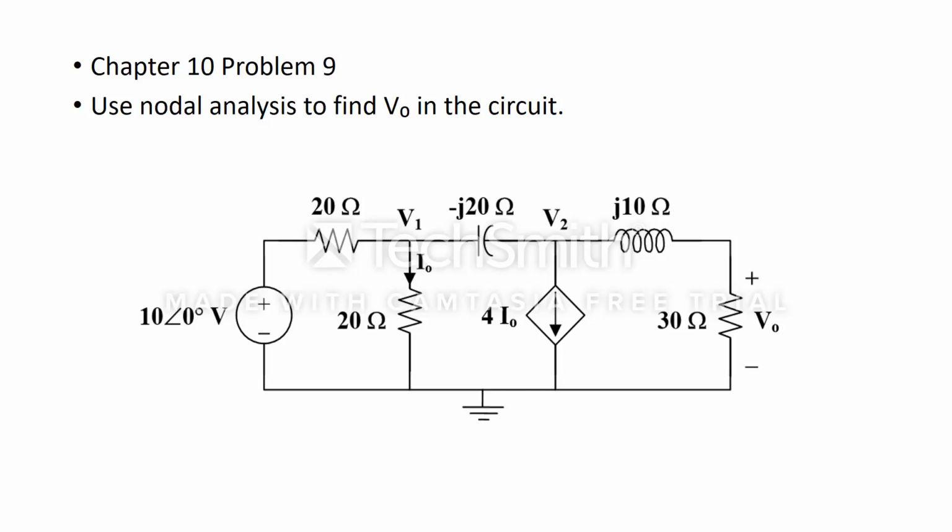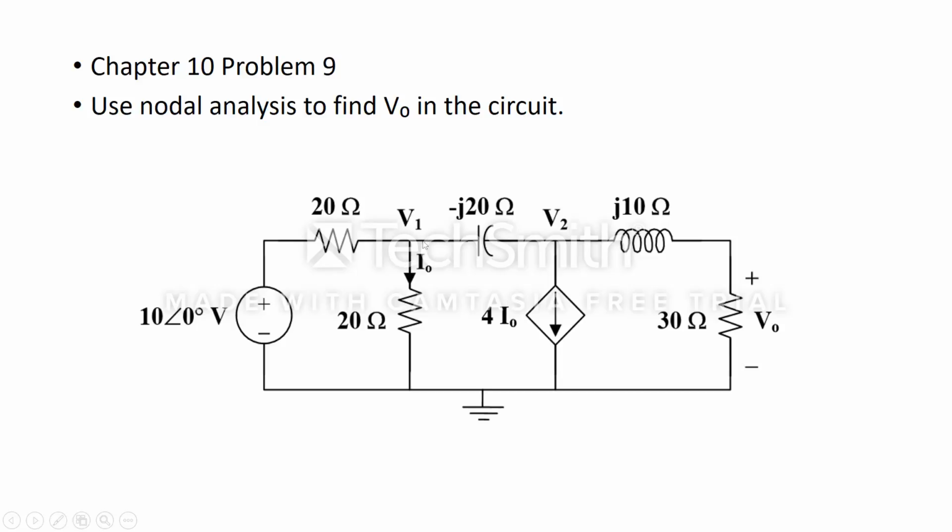Seeing the circuit, we can say that we have a voltage source with a phase angle of 0 and a magnitude of 10 volts, and there are two resistors of 20 ohms each, and a capacitor having a minus j20 impedance, and there is a current dependent voltage source, that is 4 I naught, and there is an inductor with an inductive impedance of about j10 ohms, and there is finally a resistor with 30 ohms.